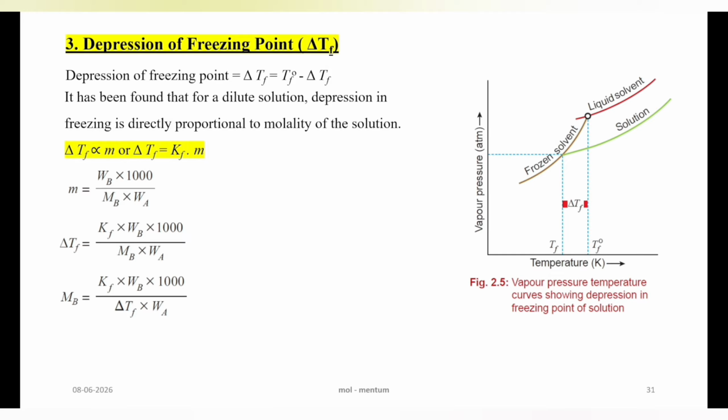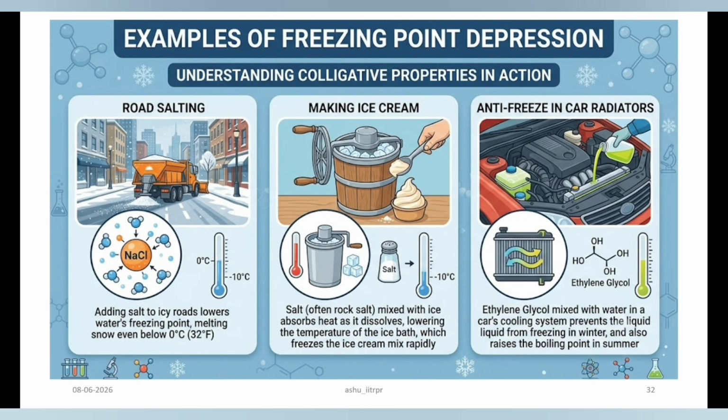In every colligative property, the most important part, I would say, is to understand and interpret this graph. If you are able to interpret this graph, you will be in a much better position to define everything. So let us move ahead and discuss some examples of freezing point depression.